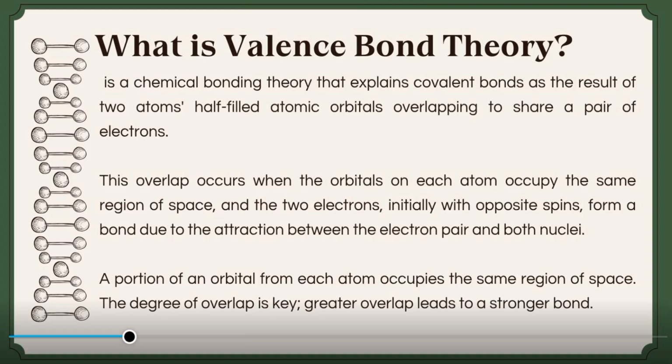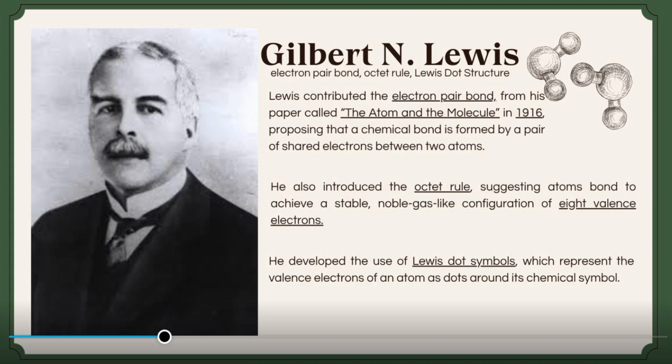This magical overlap happens when orbitals from each atom occupy the same region of space. The electrons spinning in opposite directions attract both nuclei, forming a stable bond. And here's the fun part. The stronger the overlap, the stronger the bond. So in chemistry, as in life, connection is really everything.